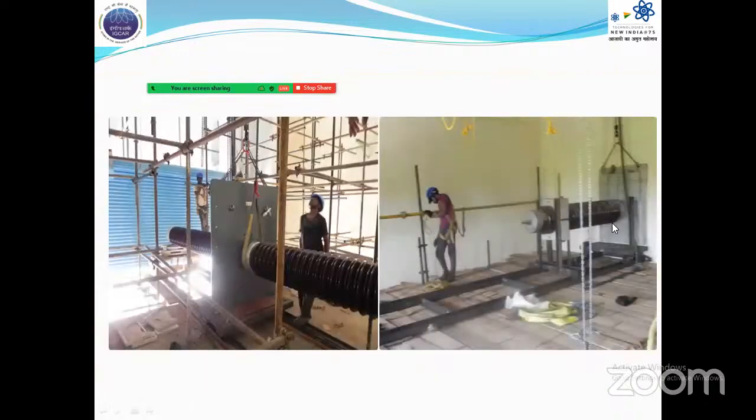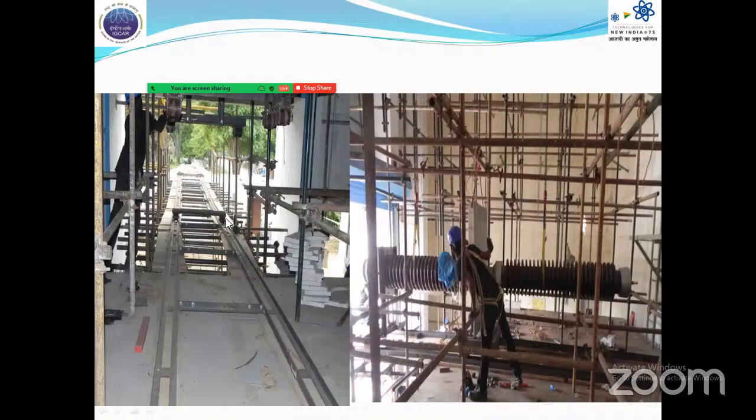Some more photos during the removal and installation. This is a new bushing. In the same way the old bushings were taken out, and the new ones were lifted and inserted into that portion. Some rail-type arrangement we made so that the old and new bushings are taken out from the old bay and brought into that same bay.